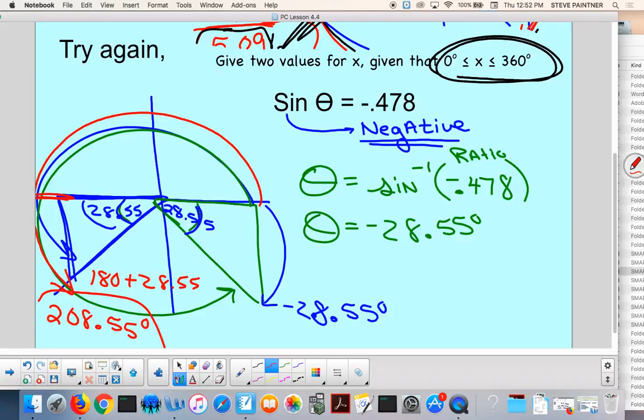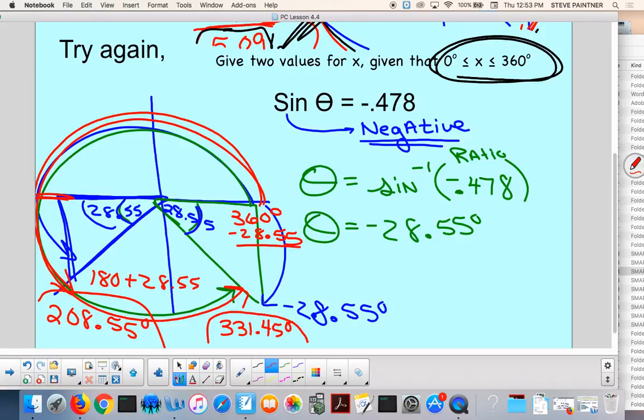Good. That one, if you kept going, when you're in the fourth quadrant, how do you get the answer? You add 360 if it's negative. To me, I fell short of a circle. 360 minus that. I fell short by 28.55, right? And you get 331 point what? 45 degrees.